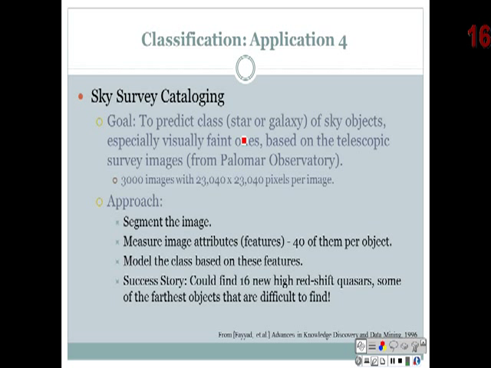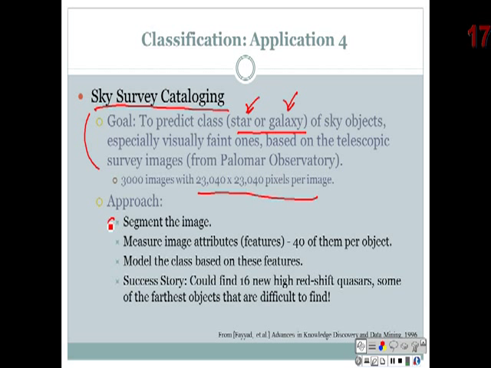A fourth application in classification is, for example, sky survey cataloging. So what is the goal? It is to predict the class, star or galaxy. So here we want to define whether it is a star or a galaxy based on the sky object, especially visually faint ones, based on telescopic survey images. So it's based on the size of the images that they took and on multiple attributes that can help us define whether it is a star or a galaxy.